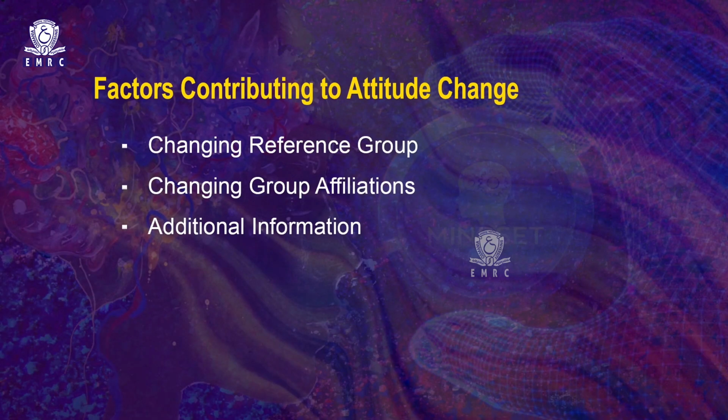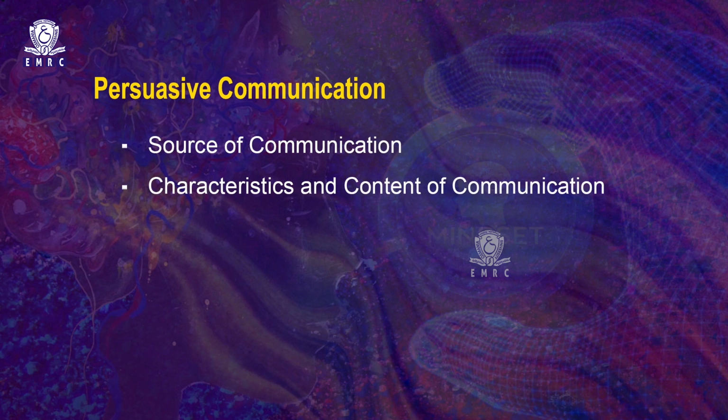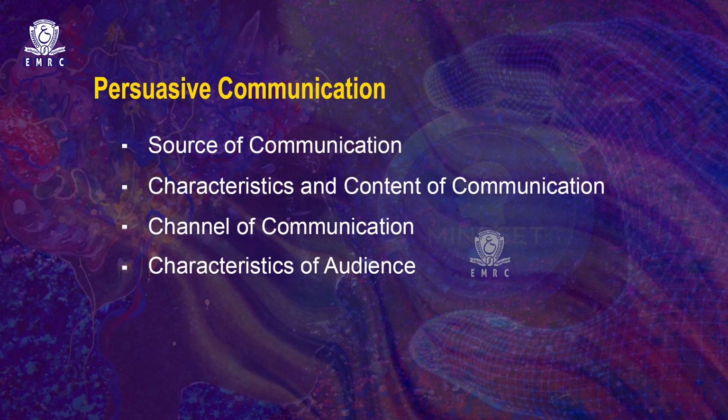Then the fourth point, which is a factor contributing to attitude change, is persuasive communication. Change in attitude through persuasive communication depends upon certain factors, mainly four. One is the source of communication, second is the characteristics and content of communication, third can be the channel of communication, and fourth can be the characteristics of the audience. Let us look at each of these one by one.